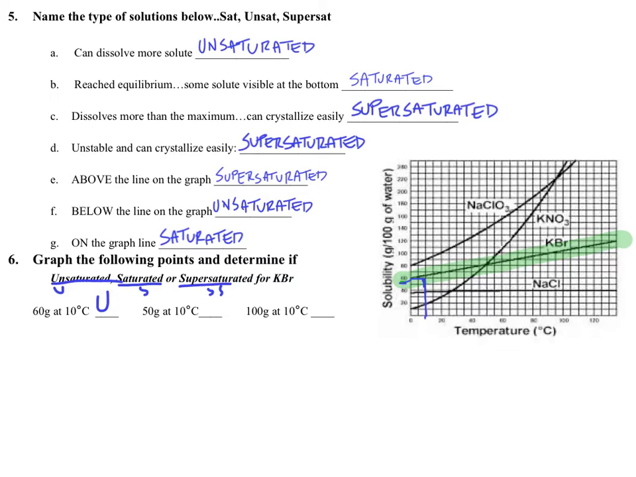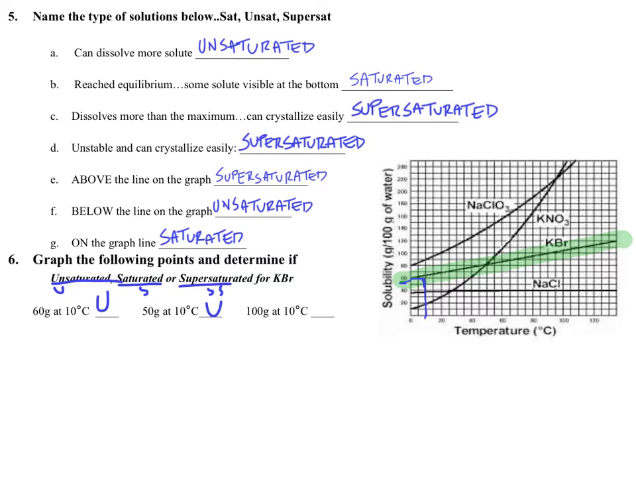50 grams at 10 degrees Celsius. When I find 50 grams, looks like 50 is probably right here, and 10 degrees Celsius is about right here. It appears as if that is also below the line. Is that supersaturated, saturated, or unsaturated? So this is again below the line. We'll call that an unsaturated solution, which means there's more room for that solute to dissolve.